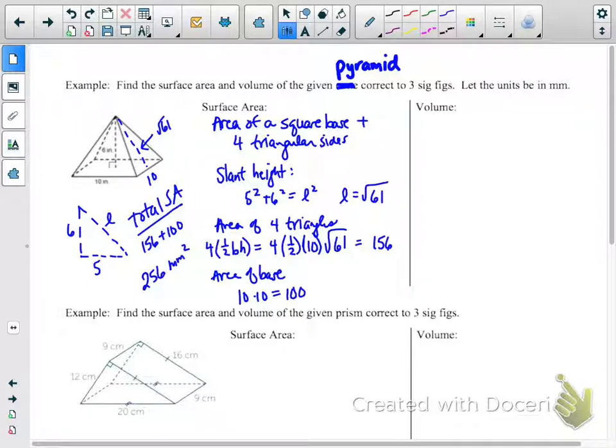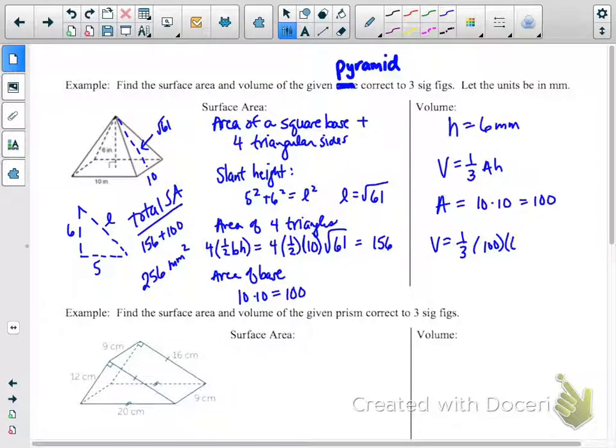Now volume is actually easier than surface area. I need the height of my pyramid. The height is equal to 6 millimeters. That goes up through the middle. And my formula for the volume is 1/3 AH, and A is the area of my base. So A is equal to 10 times 10, which is 100. So my volume is 1/3 times 100 times 6. Well, this actually turns out exactly because that's 600. A third of 600 is 200 millimeters cubed. And that's because we took millimeters times millimeters, millimeters squared, times another millimeter is millimeters cubed. Okay?